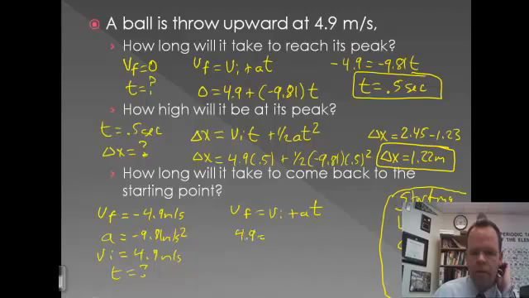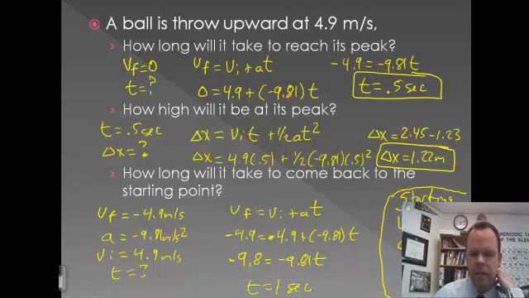So negative 4.9 equals 4.9 plus negative 9.81 t. Subtract 4.9 from both sides, I get 9.8, or add 4.9 to both sides. Actually, I switched those. That was a mistake. This should be negative. So this will be negative 9.8 equals negative 9.81 t.